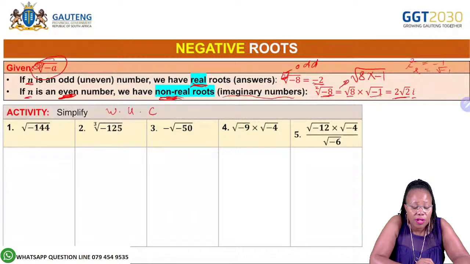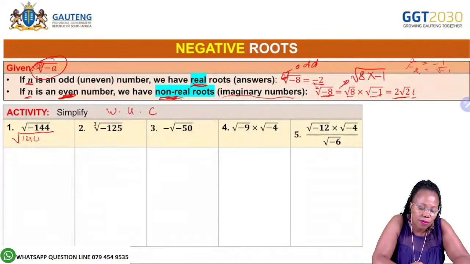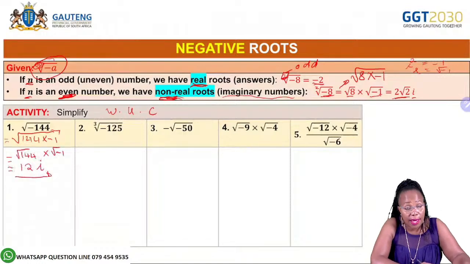And then we have the square root of minus 144, and we are going to write this as the square root of 144 times the negative 1, giving us the square root of 144 multiplied by the square root of negative 1. What is the square root of 144? That is 12. And what is the square root of negative 1? That is i. So your answer will be the imaginary 12i.